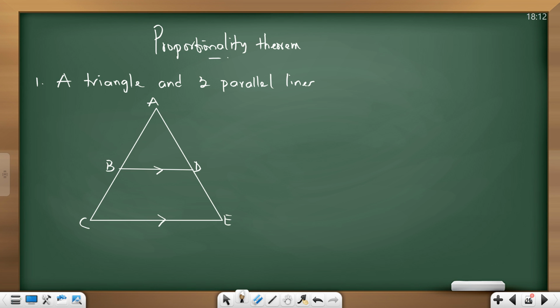And what's your proportionality here? AB over AC. So I've taken the top over the whole length. What will this one be? AD over what? Over AE. What will be your reason? Prop theorem. And you know that BD is parallel to CE.